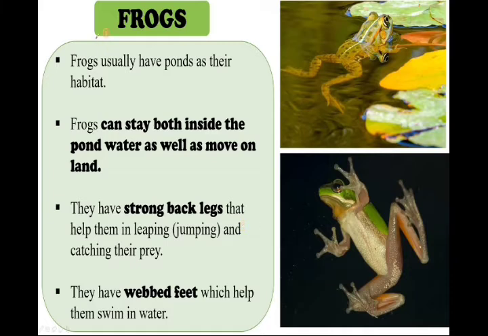Next adaptation. In ponds and lakes, mainly you can see frogs. What are the adaptations of frogs? Frogs usually have ponds as their habitat. Frogs can stay both inside the pond water as well as move on land. They can live on land and water. They have strong back legs that help them in leaping, jumping and catching their prey.